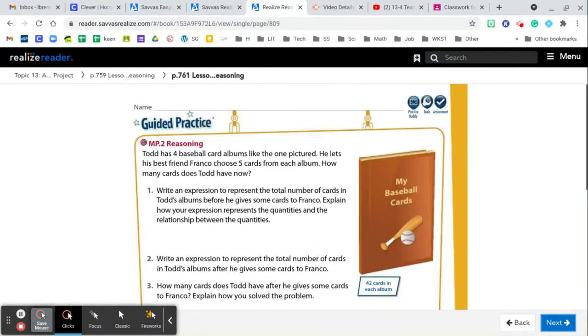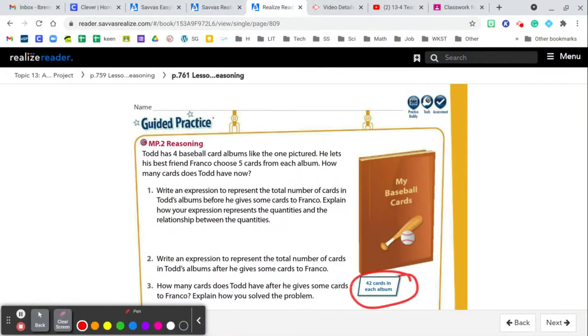And moving on. Todd has 4 baseball card albums like the one pictured. He lets his best friend, Franco, choose 5 cards from each album. Remember, they put that tiny little information right down here. So 4 albums, there's 42 cards in each album. He lets his best friend, Franco, choose 5 cards from each album. How many cards does Todd have now? So first we're going to figure out, what does he have?